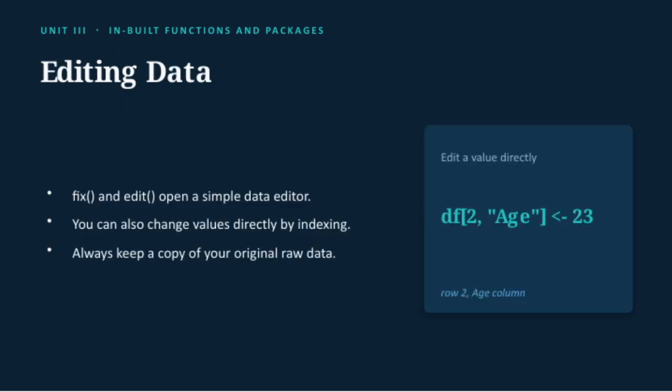Now let's talk about editing data. Sometimes you need to change a single value, like updating an age in a table. You can do this directly by indexing the specific row and column. There are also handy tools like fix and edit that open a simple data editor for quick changes. But remember, always keep a copy of your original raw data. That way, you can experiment without losing anything important.